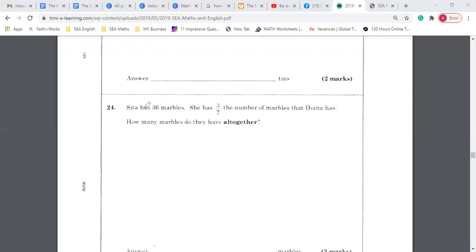So Sita has 36 marbles. She has 3/7 of the number that Diana has. That means you have to find out how much Diana has. Then you need to figure out how much they have altogether. Altogether means the sum. So you need to figure out how many Diana has and then how many they have altogether. You have 3 minutes for this question. So begin.